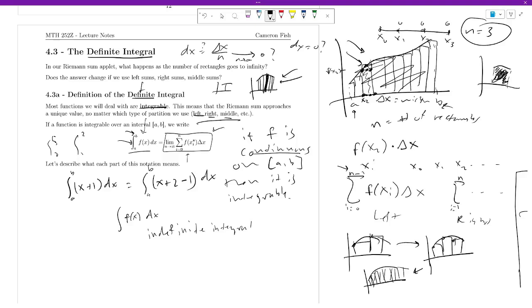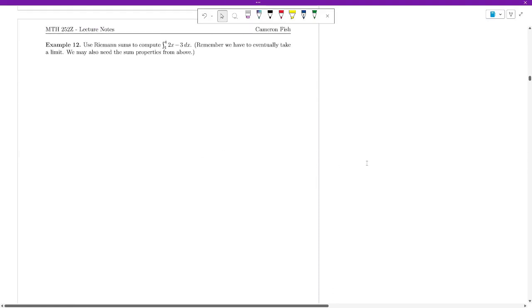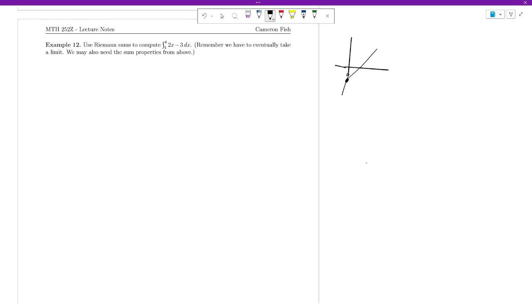Okay, so let's keep going. We're going to try to do a Riemann sum completely by hand to compute this integral. So we're doing this function, y equals 2x minus 3. You don't really have to draw it, but I like having a feeling for what's going on. So this is minus 3, it's going to start here, it has slope 2, so it's looking something like this. I can figure out what this point is if I care, but I don't really care. So we're integrating from 1 to 4.